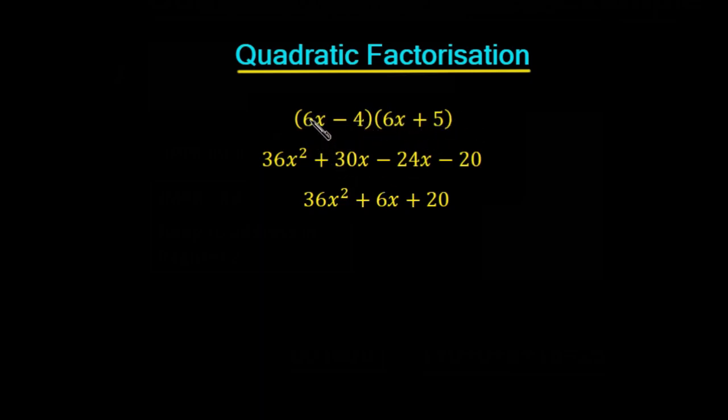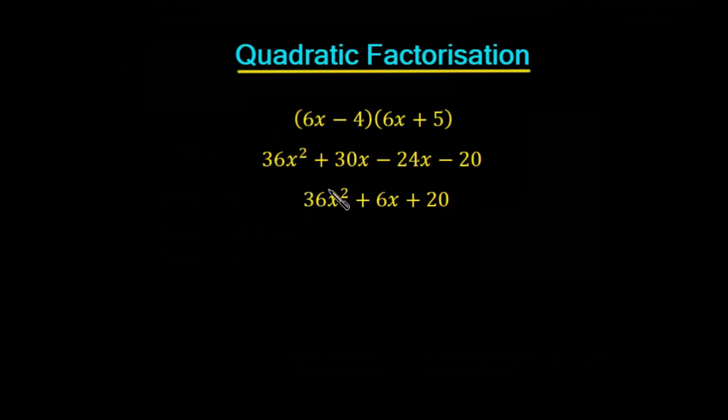So let's do it. We say 6x times 6x is 36x squared. 6x times 5 is 30x. Minus 4 times 6x is minus 24x. Minus 4 times 5 is minus 20. So that's going to give us our 36x squared, 30x minus 24x is 6x, minus 20. So this here is the same as that.